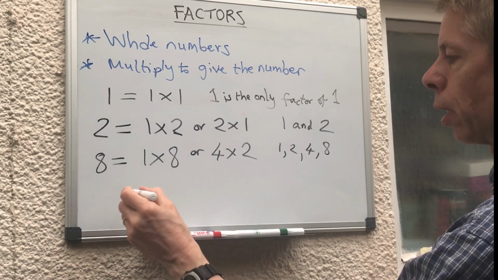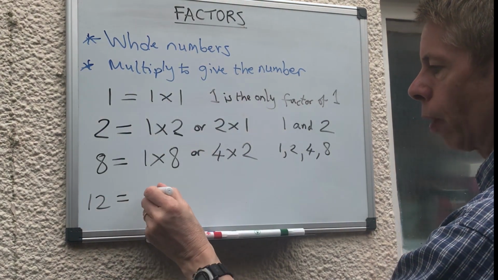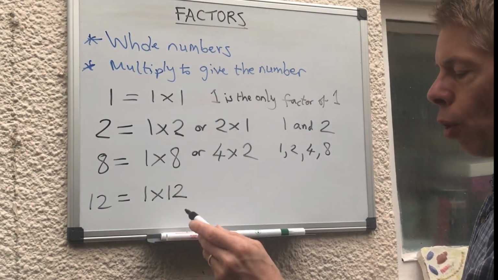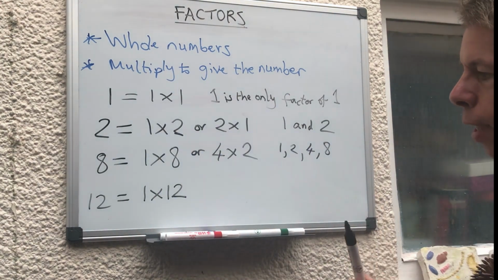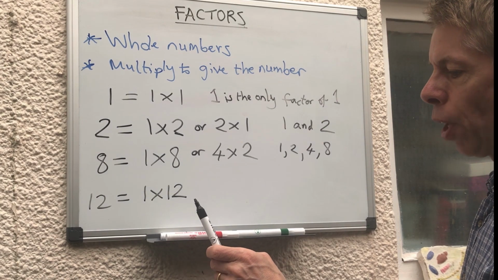Let's look at 12. Factors of 12. So how can we make 12? Right, importantly, when we're doing factors, if someone says, can you write the factors of a number, always do 1 and the number first, because they are the easiest ones you don't have to think about.